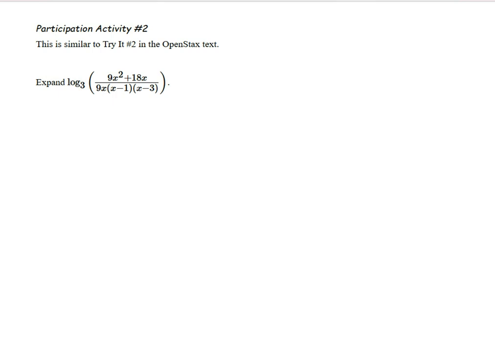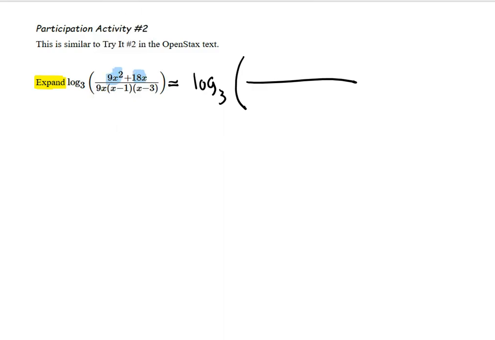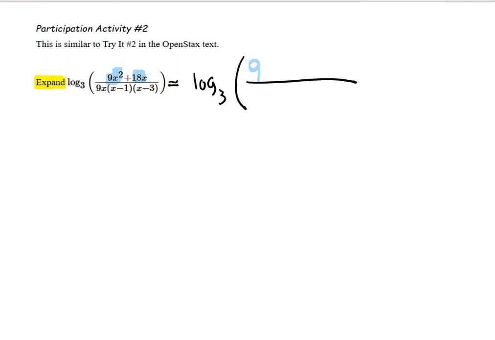All right, this one also wants you to expand this logarithm, but before we expand it, let's see if we can simplify it first. And the numerator can actually be factored because the 9x squared and the 18x, 9 and 18 are both divisible by 9, and x squared and x are both divisible by x. So I can factor that out as a greatest common factor.